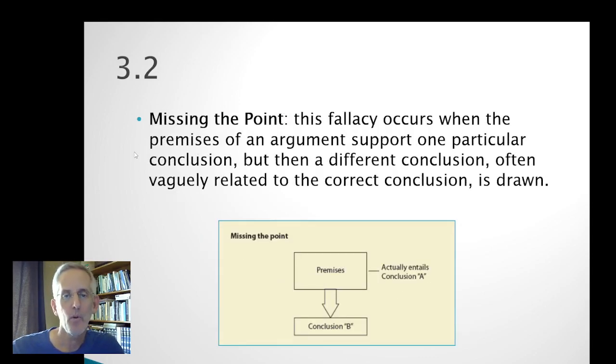Then we have missing the point. This fallacy occurs when the premises of an argument support one particular conclusion, but a different conclusion, often vaguely related to the correct conclusion, is drawn. So missing the point, I mean, technically all fallacies miss the point, but they do it in specific, subtle ways, and that's why we have all these distinctions.